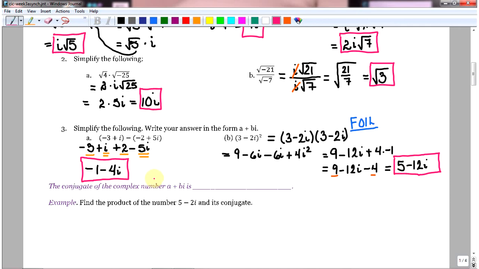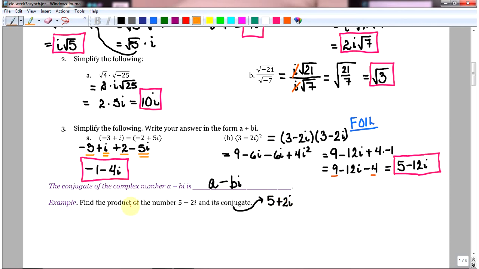Okay, next we're looking at a term called the conjugate. The conjugate of the complex number a plus bi is going to be that value, but the imaginary part is going to have the opposite sign. So a minus bi would be that conjugate. So an example, find the product of the number 5 minus 2i and its conjugate. So the first thing we need to do is identify what is the conjugate. Okay, the conjugate means we're taking the opposite sign of the imaginary part. So that's going to be 5 plus 2i.